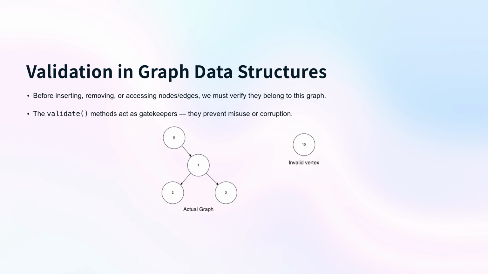For example, in the diagram shown, the vertices labeled 0, 1, 2, and 3 form the actual graph. However, the vertex labeled 10 does not belong to it. If we try to perform an operation using vertex 10, the validate method would detect it and then block the action. This will prevent the graph from being misused or corrupted.